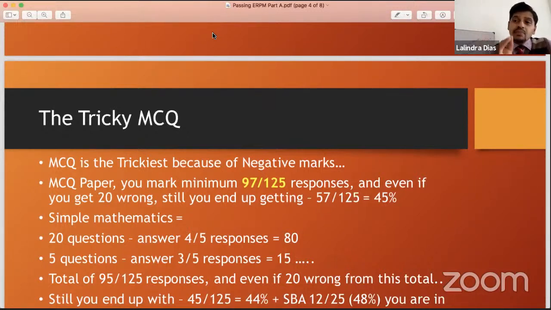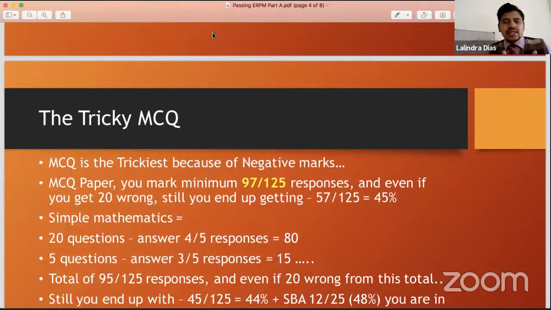So I am telling you, answer the 100% accurate ones, the black and white type of answers, where you have 100% confidence in answering that question. Just answer those. In the MCQ paper, mark a minimum of 97 out of 125; even 95 is okay. Trust me, do this for me and you pass. You keep your whole life in my hands; I give that guarantee. You just answer 95 very sure responses.